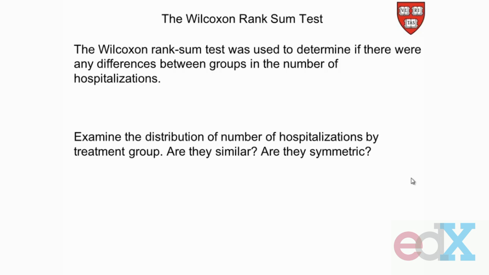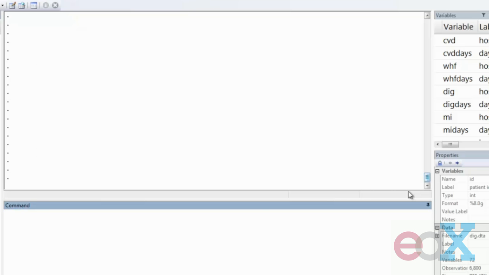So let's go ahead and open the data set in Stata, the dig.dta dataset, and examine the number of hospitalizations by treatment group. The two variables that we're interested in are number of hospitalizations, NHOSP, and treatment group, which is spelled TRTMT. Now, to get the histogram of number of hospitalizations by treatment group, type in the following command: hist NHOSP, by treatment.